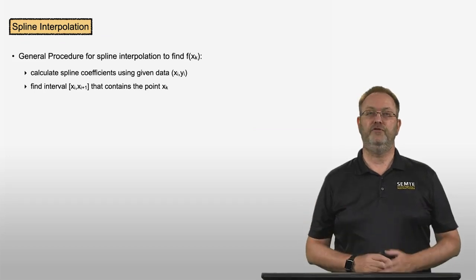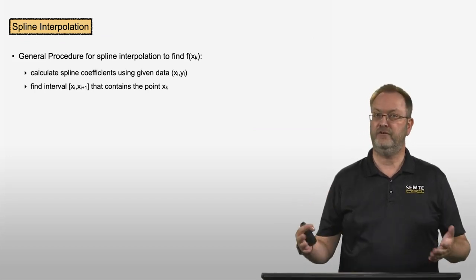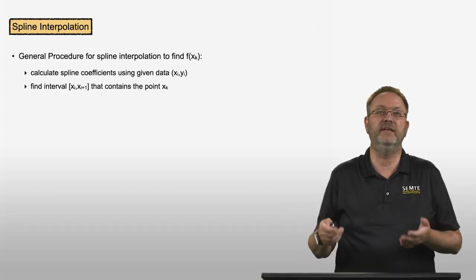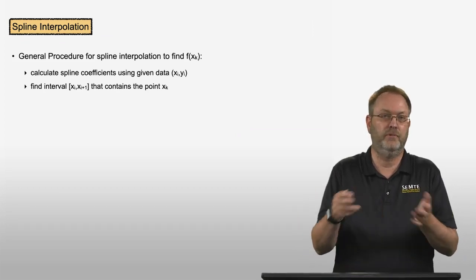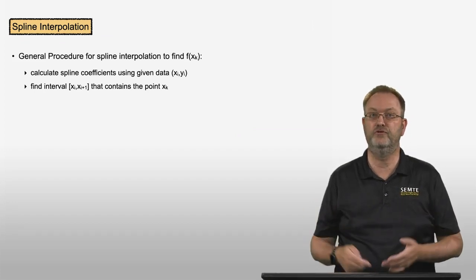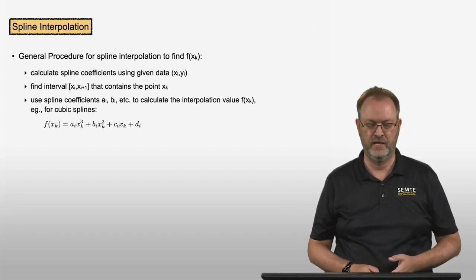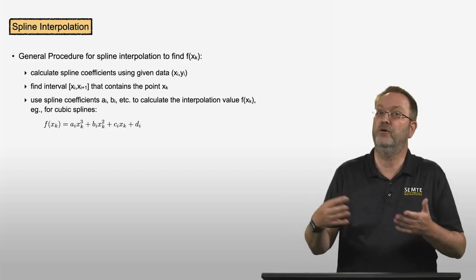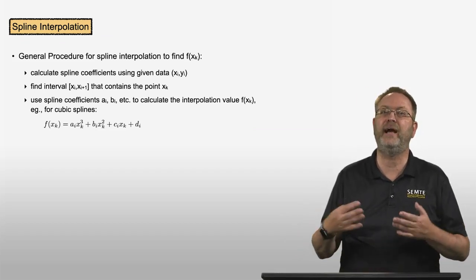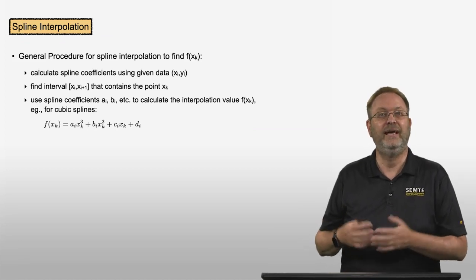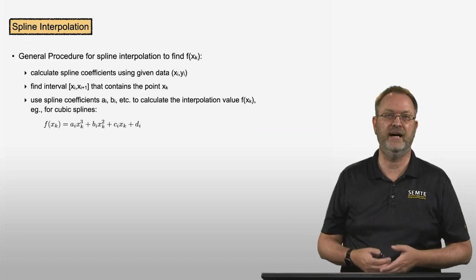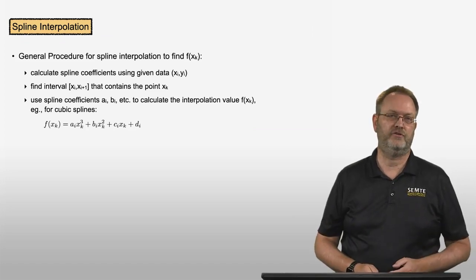Then the first thing we have to do is find the interval that contains the point xk, because that defines the cubic polynomial that we will have to use to do the actual interpolation. Once we've found the interval I, we will then just use the coefficients from this interval and plug the xk value into the cubic polynomial that is defined by ai, bi, ci, di to do the actual interpolation.